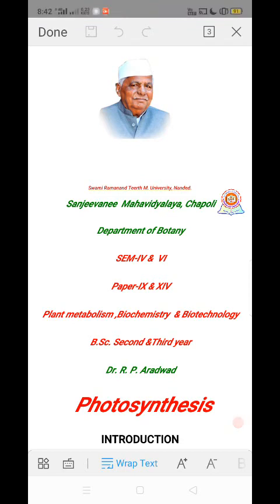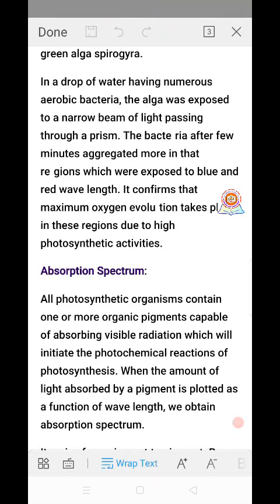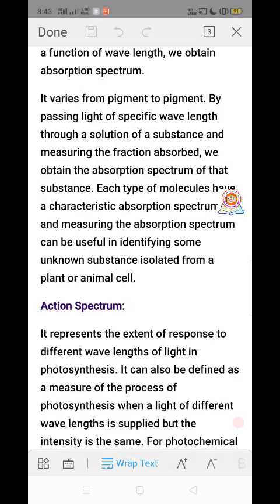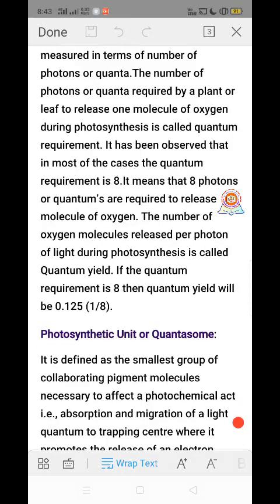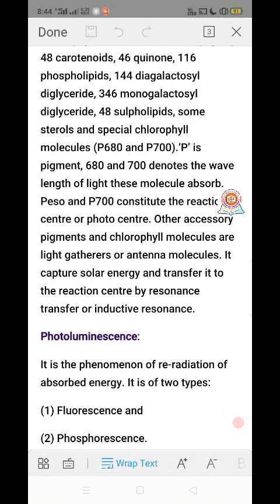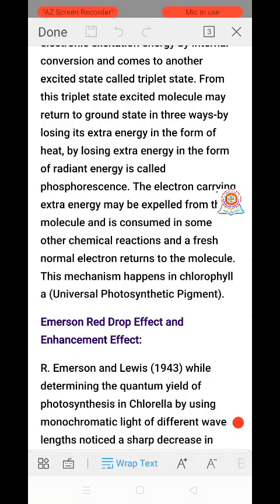We study photosynthesis, and in the previous lecture you have seen absorption spectrum, action spectrum, quantum requirement and quantum yield, photosynthetic unit, that is quantasome, photoluminescence, photon, quantum, etc. And in this lecture, we discuss the red drop effect and the enhancement effect.